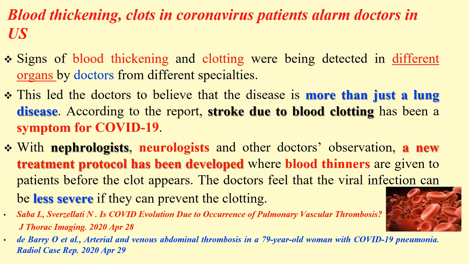Now, doctors from many specialties, like nephrologists, neurologists, and other specialty doctors, started giving patients a new treatment protocol: a medication that leads to the thinning of the blood. We call them blood thinners, and these medications are given to these patients in order to prevent clot formation in COVID-19 infected individuals, hoping that this medication will reduce the severity of the disease by preventing the clotting. I have found two previously published papers talking about the findings of blood thickening and clotting in coronavirus infected patients.